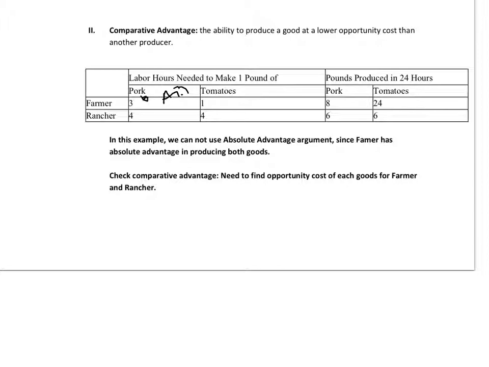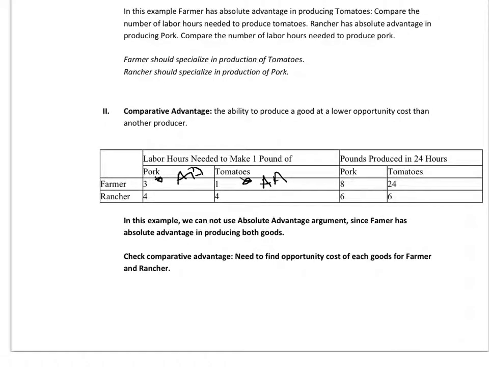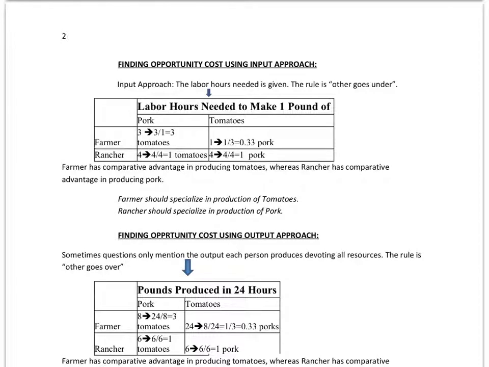So as you see again, in tomato production, the farmer has the absolute advantage, so we may conclude that absolute advantage cannot explain the gains from trade. But we can check the comparative advantage. We need to find the opportunity cost of each good for the farmer and rancher. Okay, so we have 3 ways to find the opportunity cost. I'm gonna use these 3 different ways to find the comparative advantage.